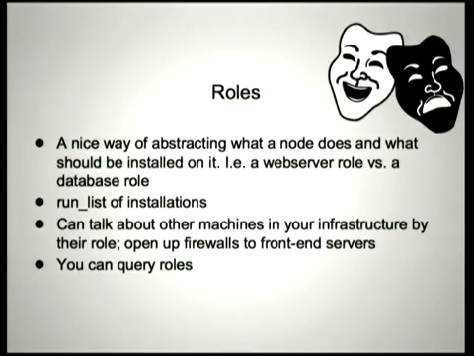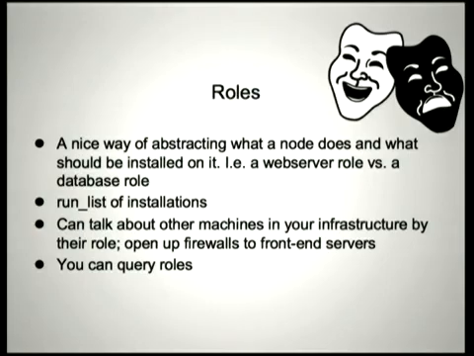Additionally, the role has the run list of all of the installations for that particular role. So run list, it's a list of things that are run. It can talk to other machines in your infrastructure by their role. So I can open up the firewall in my database to all of my front-end web servers in that role. So that's how you can use Chef to have a global view of your system.